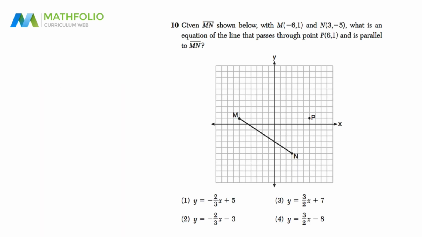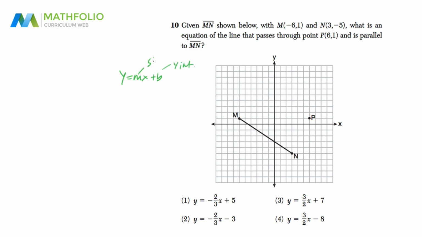Okay, question 10. Given MN shown below, with M being (-6, 1) and N being (3, -5), what is an equation of a line that passes through this point and is parallel? Wow. Okay, so first of all, let's write the basic general formula for a linear equation, which is y equals mx plus b. This is your y-intercept.